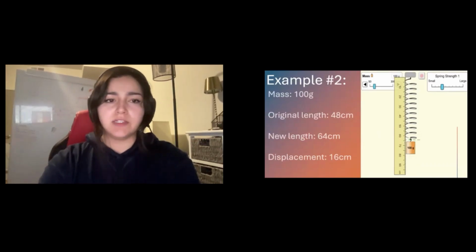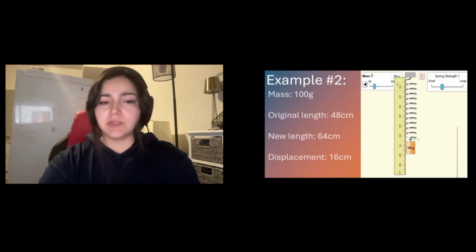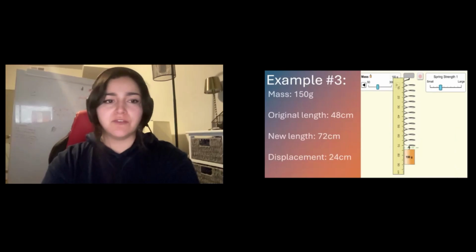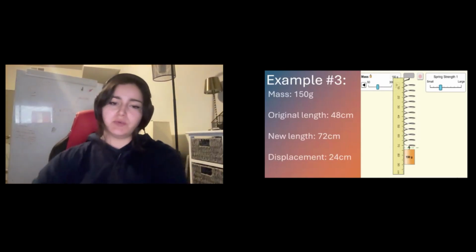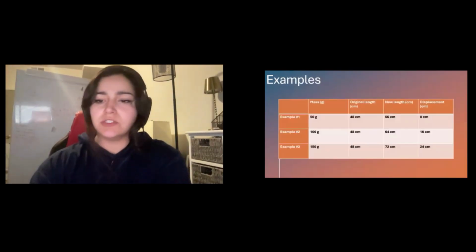And then for the second one, I chose the 100-gram weight. The original length is 48 centimeters, and the new length is 64 centimeters with a displacement of 16 centimeters. And for the third one, I chose the 150-gram weight with the original length of 48 centimeters, which stretched to 72 centimeters with a displacement of 24 centimeters. So here's a table that summarizes everything.